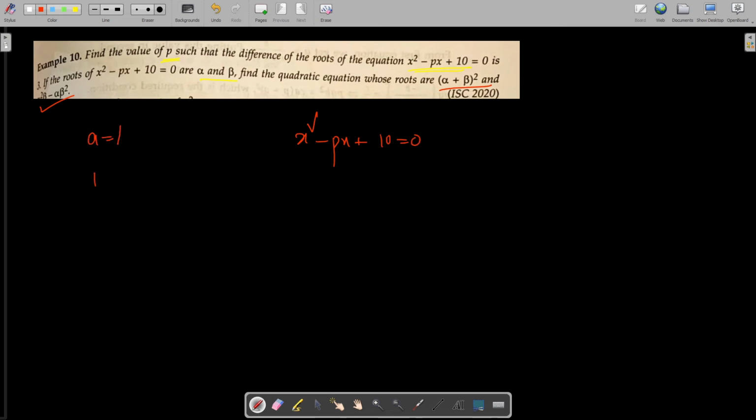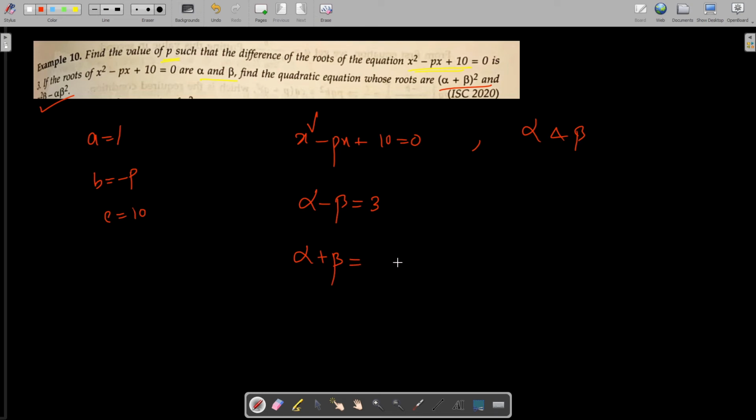So a is 1, b we have minus p, c we have 10 over here. So it says find the value of p such that the difference of the roots. Let's take alpha and beta as the roots. So given alpha minus beta is 3. So let's find alpha plus beta.